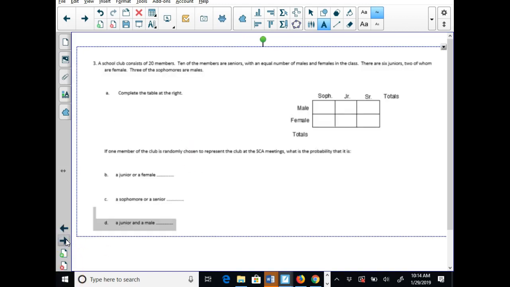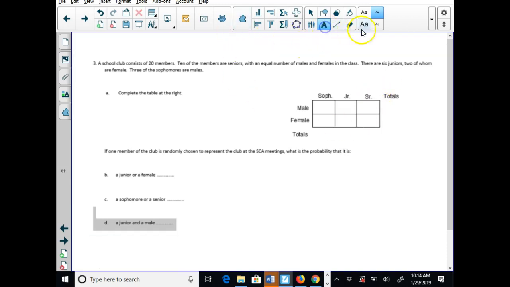Okay, so number 3, I'm going to help you fill out this table, and then you can fill out the rest. A school team consists of 20 members. 10 of the members are seniors, with an equal number of males and females in the class. There are 6 juniors, 2 of whom are female. 3 of the sophomores are males. Complete the table at the right.